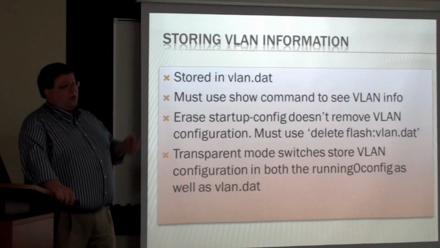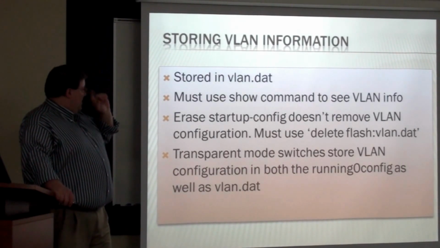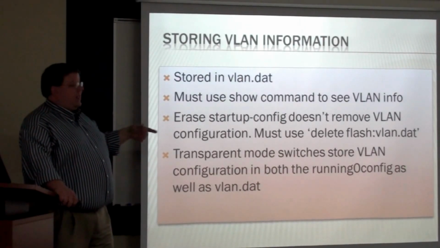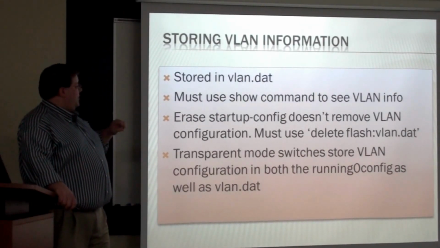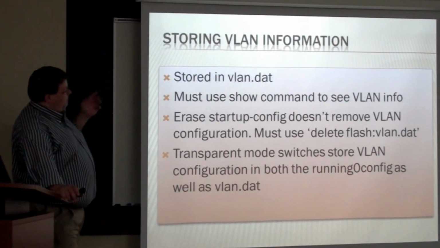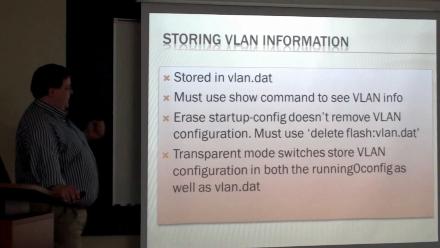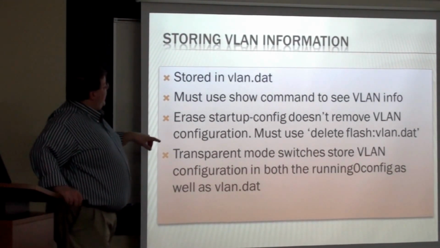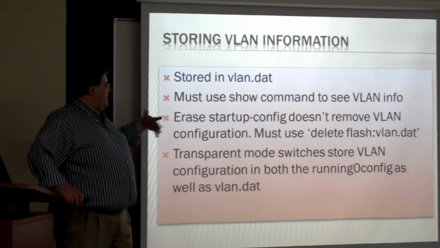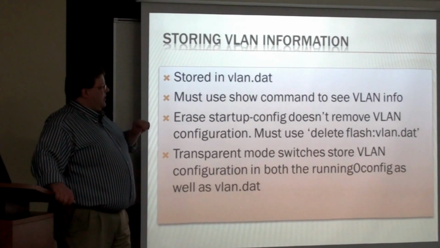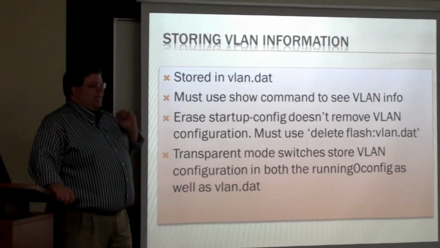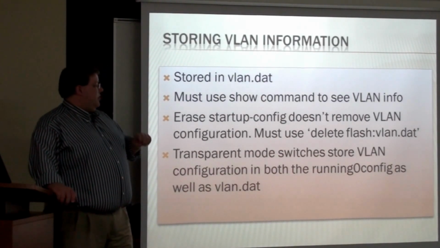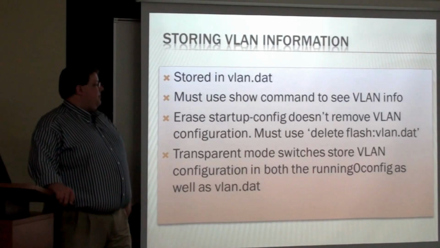So this is one of the big reasons why you want to have domain names and passwords, because most people don't delete that. If you do want to wipe out the VLAN information on it, just delete vlan.dat out of the file system on the switch. You must use the show command to see VLAN information. You can't just open up vlan.dat and see what's in there. You have to use the show command. The erase startup-config command, again, doesn't remove the VLAN configuration. You have to issue the delete flash:/vlan.dat command to get rid of it. Transparent mode switches store VLAN configuration in both the running config and the vlan.dat.